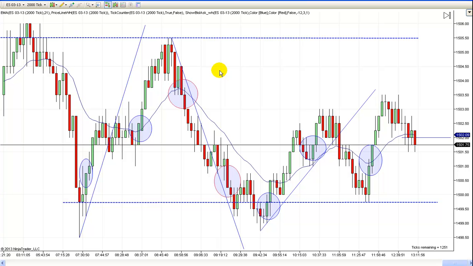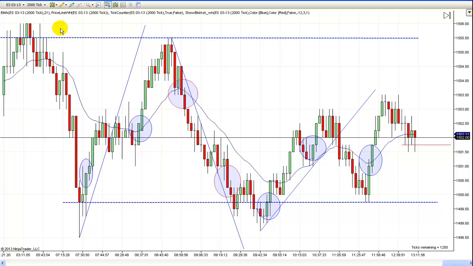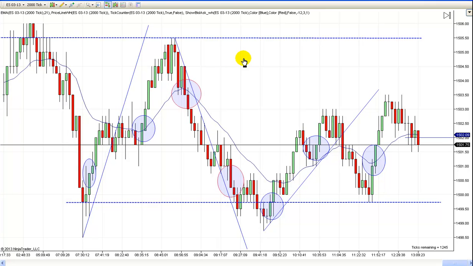Sometimes you'll be right, sometimes you won't. But if you can enter right there and put a stop right there, you get a very high probability trade with very little risk, less than 4 ticks risk there.